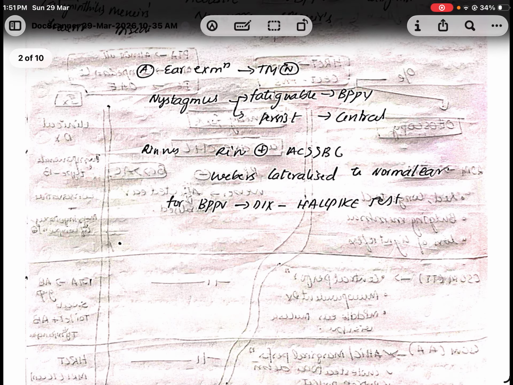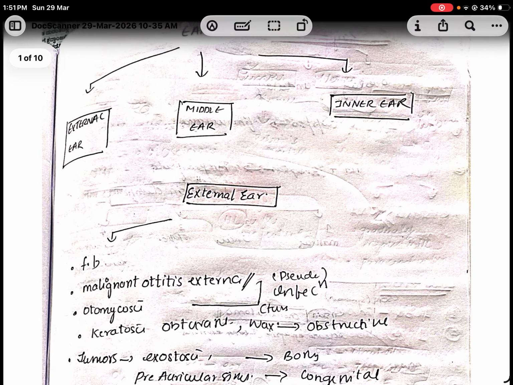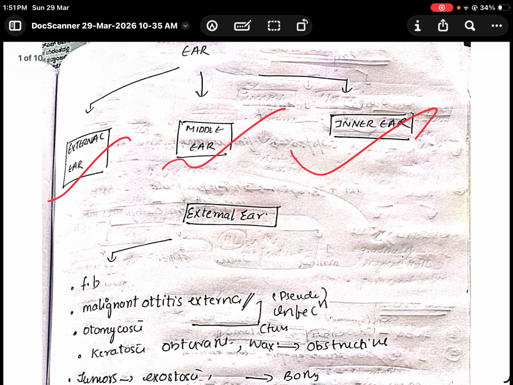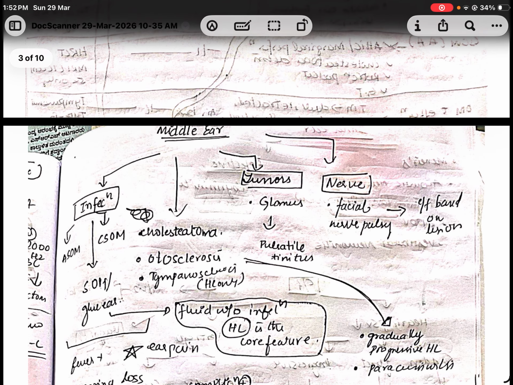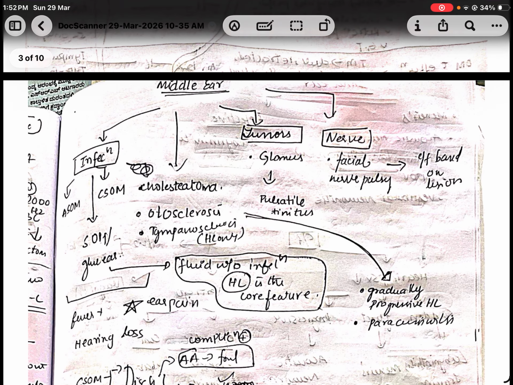For convenience's sake I have divided it into external, middle and inner ear, but the middle ear is the most important, so we'll be discussing it first. Before even discussing the middle ear, I want you to have an anatomical overview of it, whether the problem is due to the ear, nose or throat, and then you will have an easy narration. Coming to the middle ear, these are the diseases which we have.